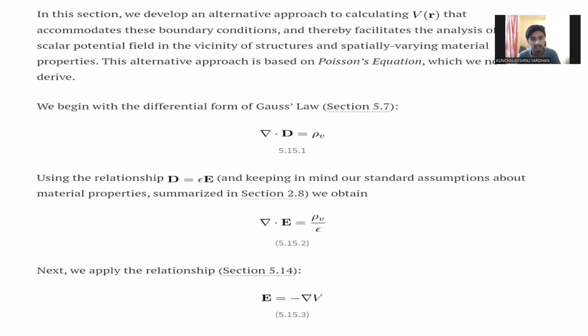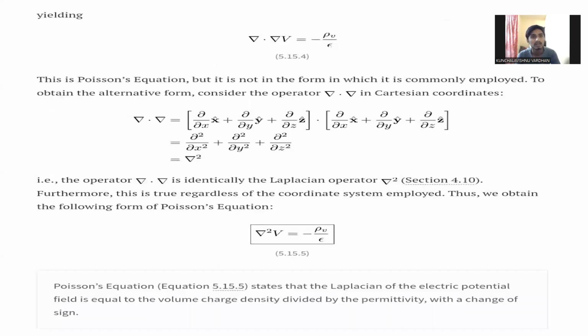Next, we apply the relationship E equal to minus grad of V, yielding grad dot grad V equal to minus rho_v by epsilon. This is a Poisson equation, but it is not in the form in which it is commonly employed.